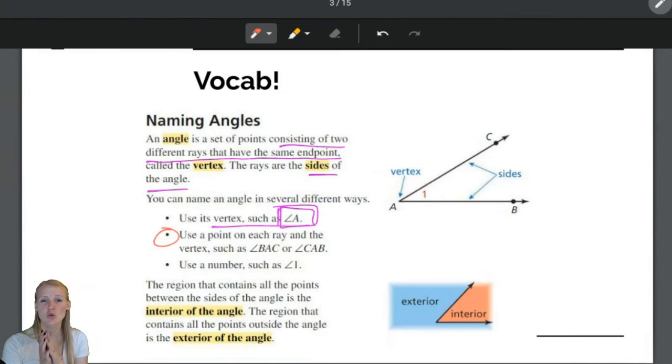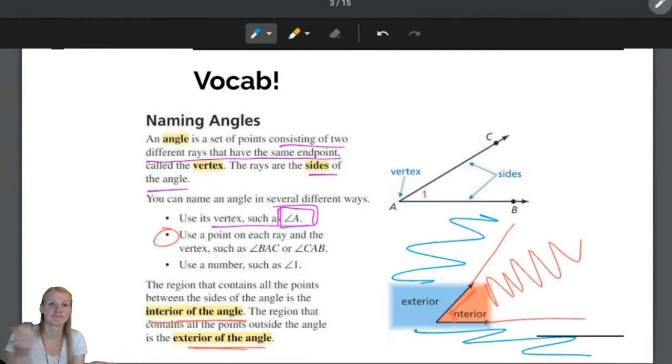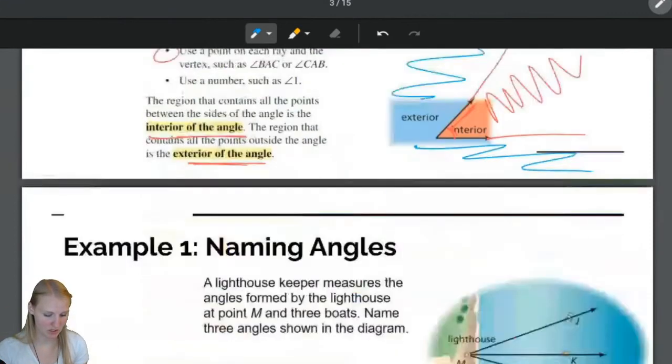One more thing I think you should know about angles is the interior of the angle and the exterior of the angle. It is basically exactly what it sounds like. The interior of the angle is everything between these two rays. So all of this is the interior. The exterior is anything on the outside of those two rays. Kind of like being inside a house and being outside of the house. Everything inside of the walls is inside the house. So yeah, that's all I think you need to know about angles.